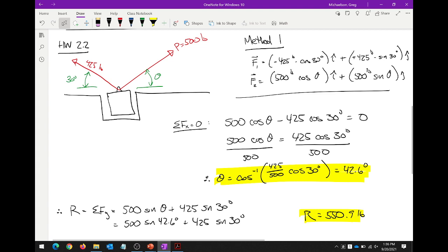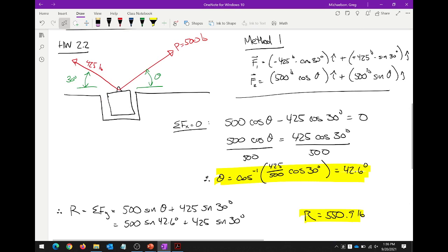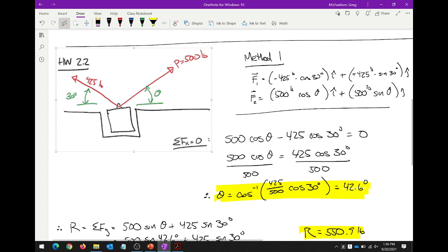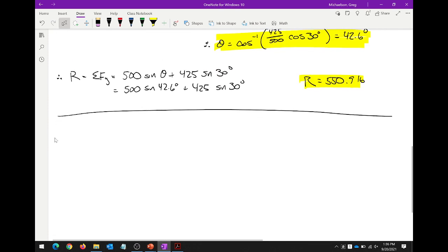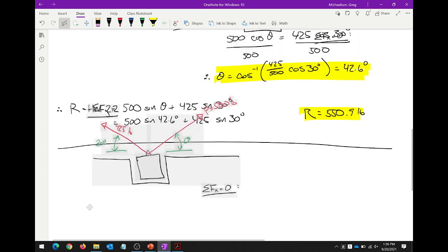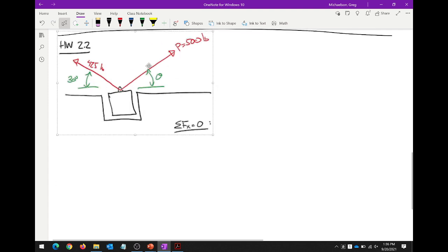Now, let's not cheat. Let's do it the way we were intending. Let's do it the actual way. Okay, so here's the problem. Let's do the graphical trigonometric approach.